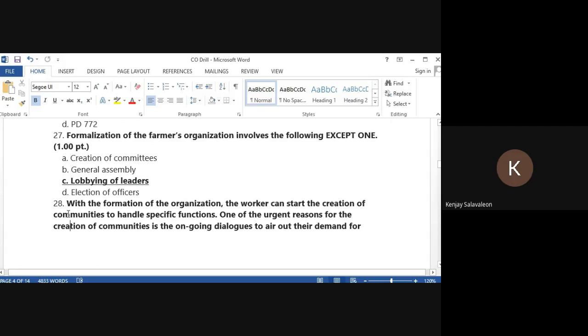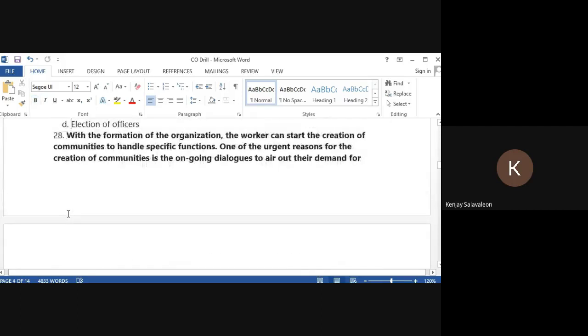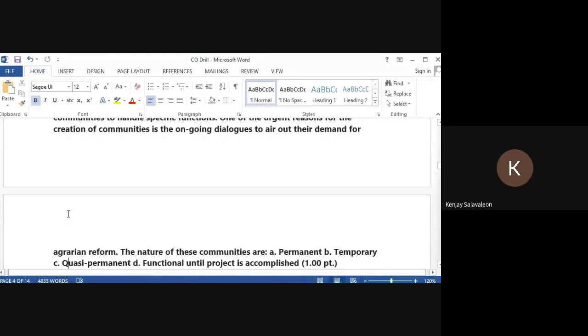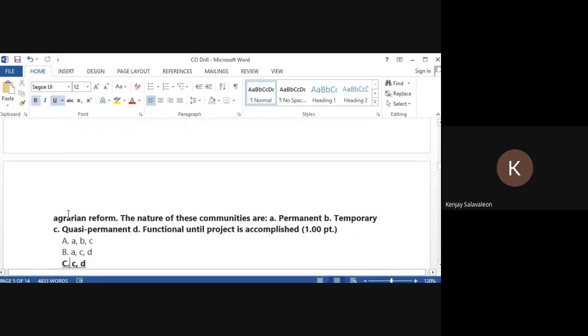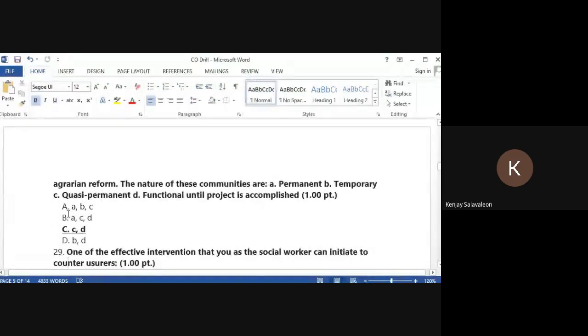28. With the formation of the organization, the worker can start the creation of communities to handle specific functions. One of the urgent reasons for the creation of communities is the ongoing dialogues to air out their demand for agrarian reform. The nature of these communities are A, permanent, B, temporary, C, quasi-permanent, D, functional, until the project is accomplished. So nakikita natin that the correct answer is C and D. It is temporary, it is quasi-permanent, and D, functional until project is accomplished.